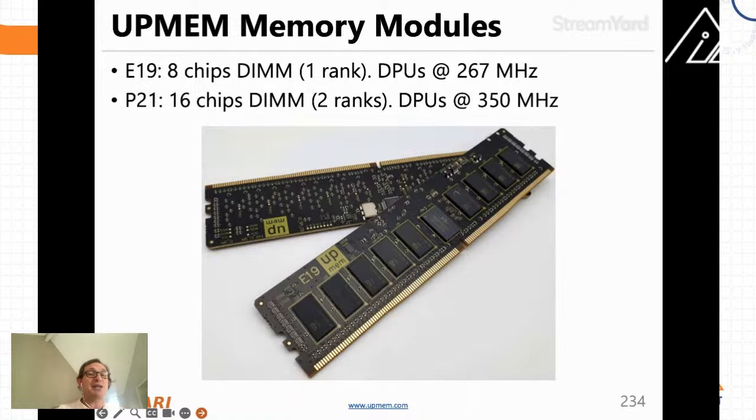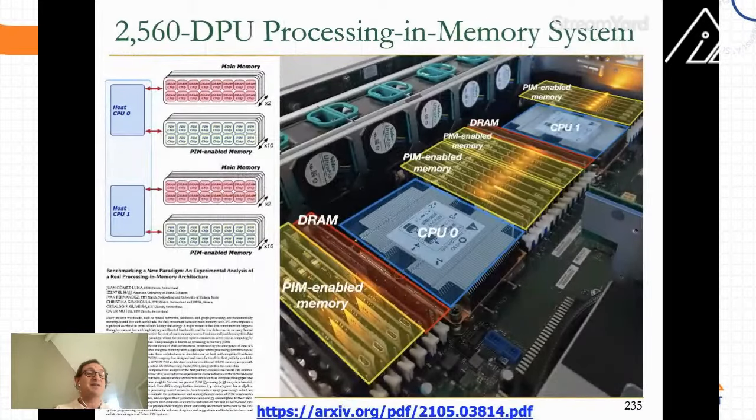Essentially, they have these processors called DPUs, DRAM processing units. They operate at relatively low frequency because they are implemented in the DRAM process, not the logic process. That's fine. And you can have systems that have 2,560 DRAM processing units. And we write papers about it. If you want to be initiated, you can actually take a look at these papers. So these are real systems.